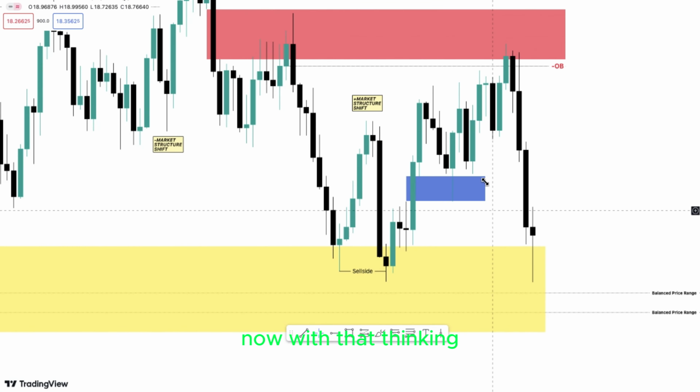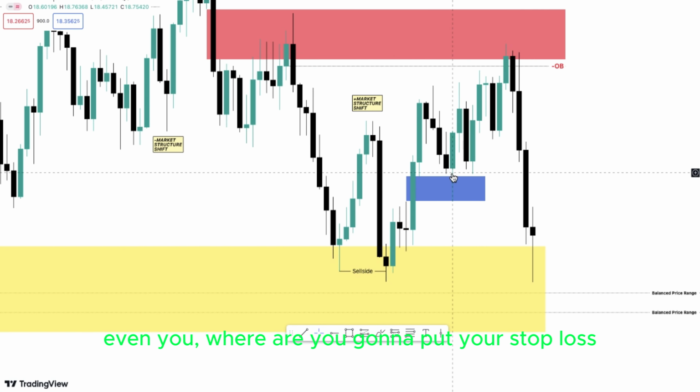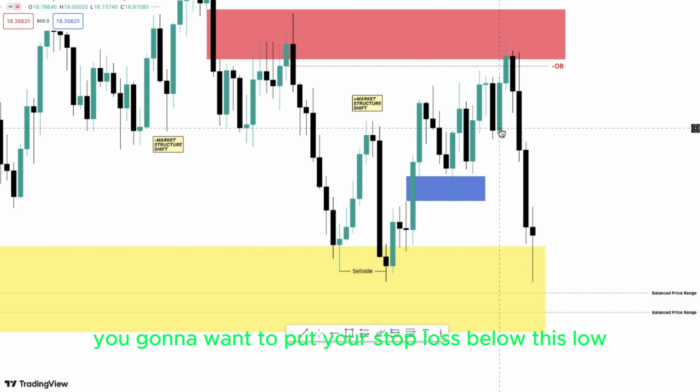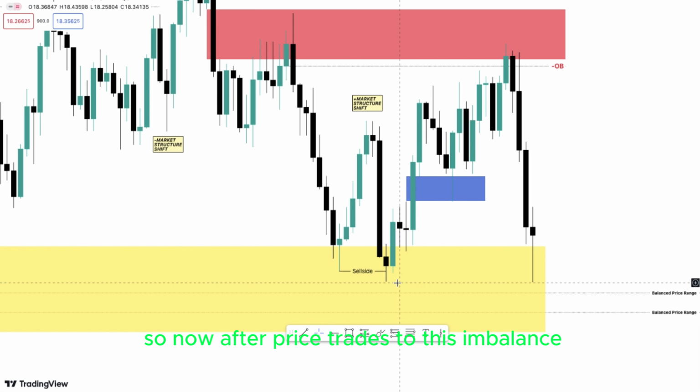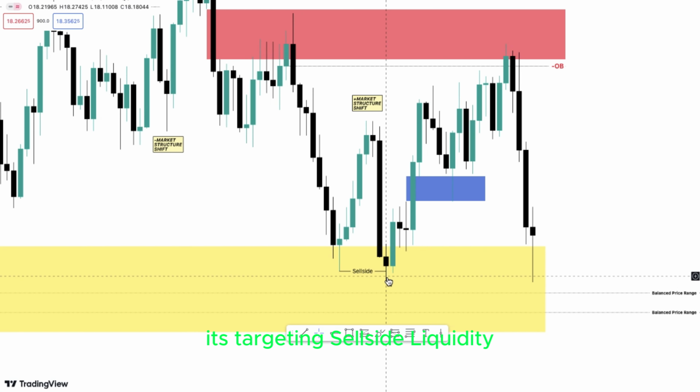Now, with that thinking, obviously everyone was trying to buy here, even you. Where are you gonna put your stop loss? You're gonna want to put your stop loss below this low, right? So now, after price trades to this imbalance, where is it targeting? It's targeting sell side liquidity.